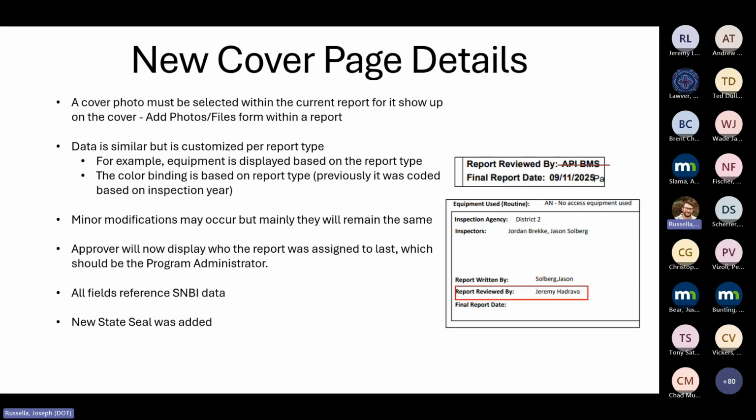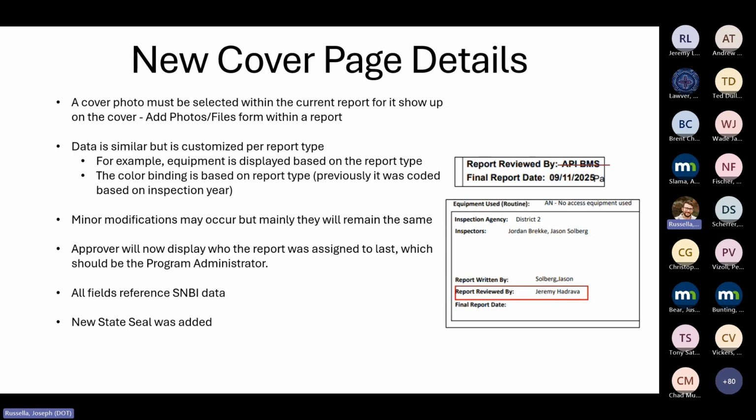I did add a color binding to each one. Previously, this was a custom code, and it was based on the inspection year. I couldn't add that myself, but each report type has a different color code now. So if you have a stack of inspections, it's a good identifier.